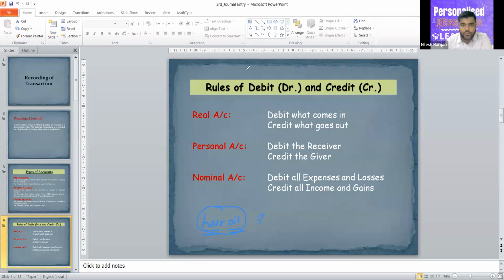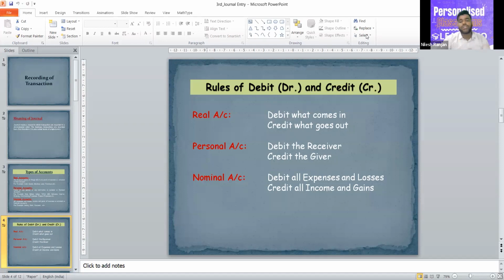So if you purchase, then what are you receiving here? I'm receiving hair oil. And what are you giving? Money. So by this rule, debit what comes in means whatever you are receiving will be debited, and whatever you are giving will be credited. So you are receiving hair oil and it will be debited, and you are giving money to them, so cash will be credited.